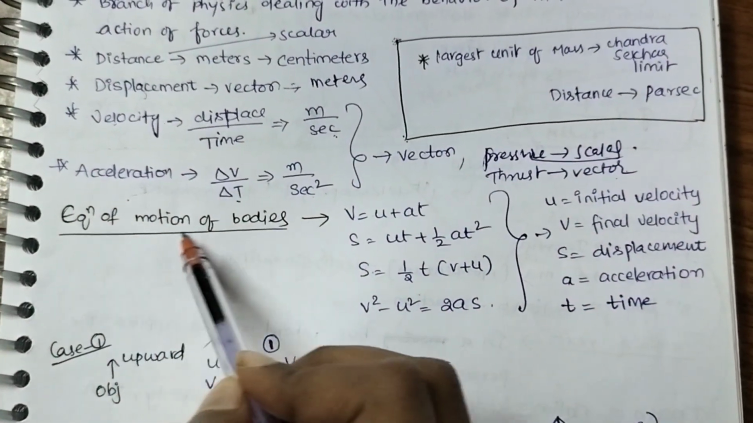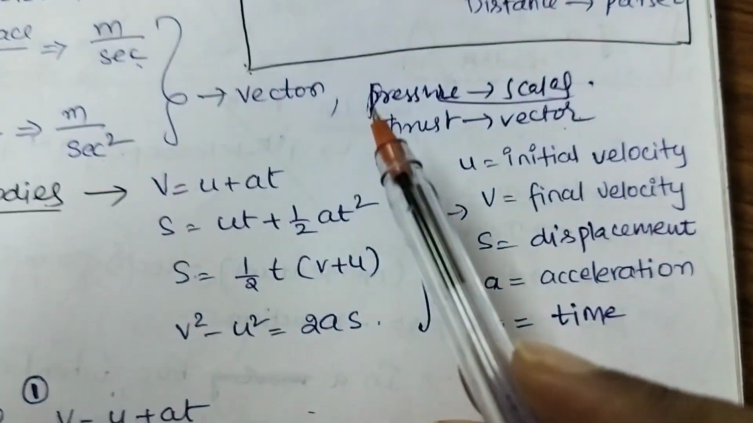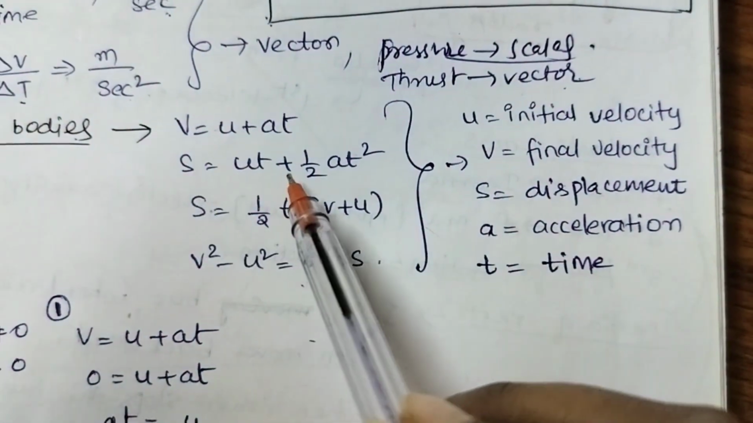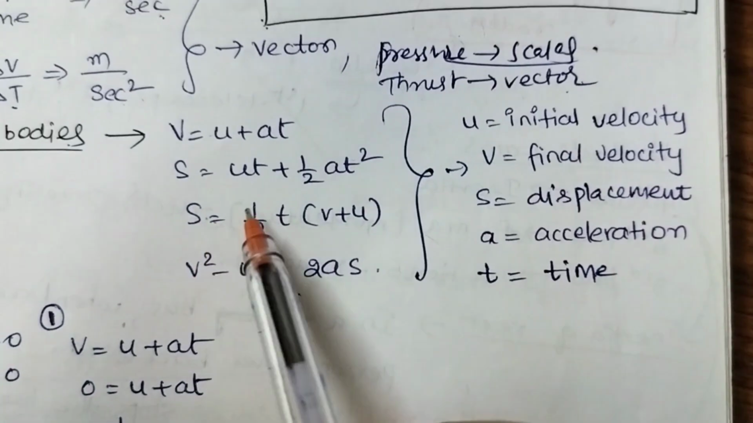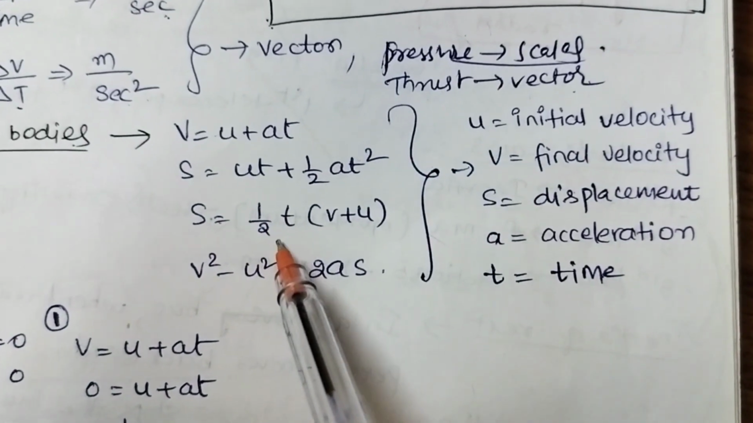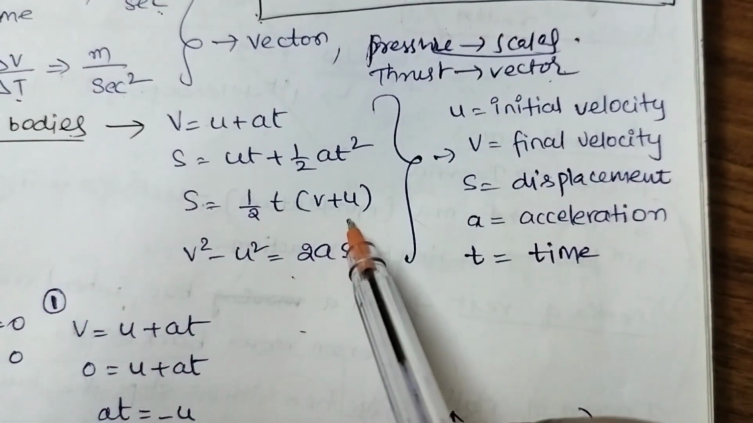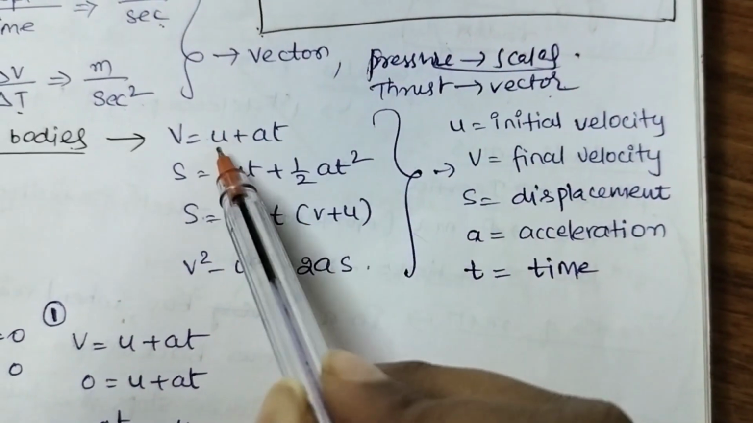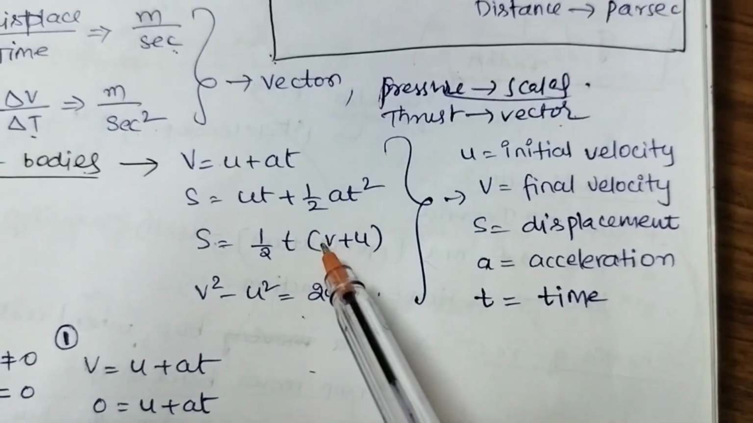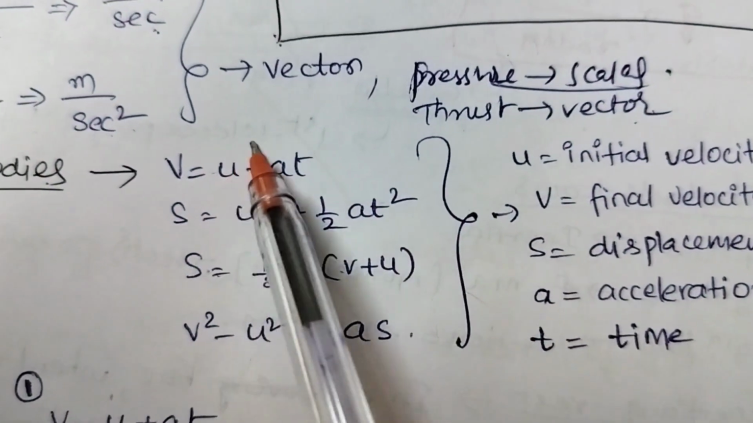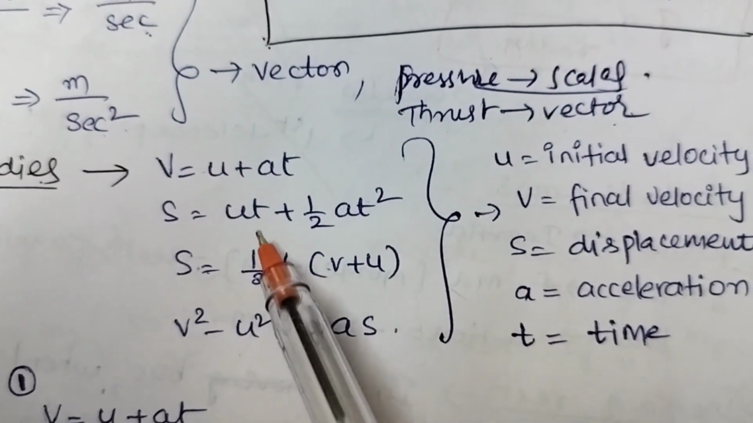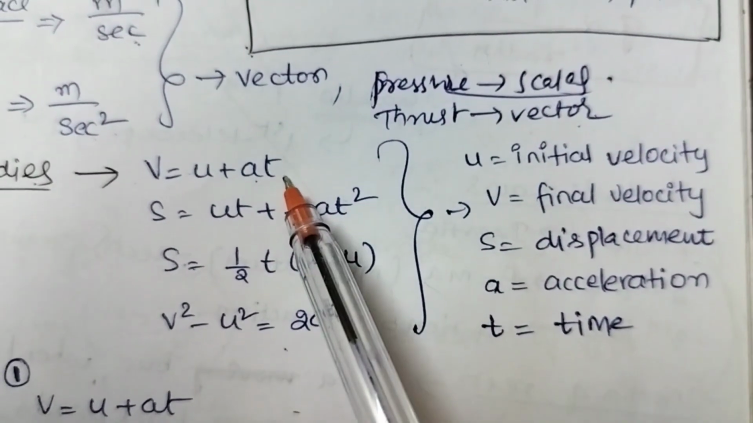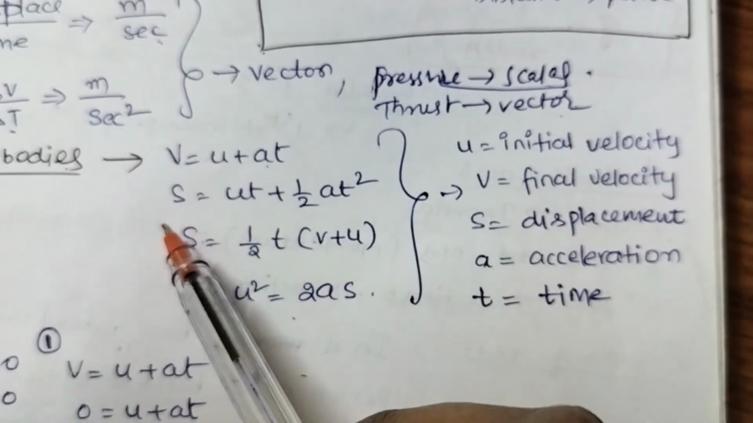When it comes to the equations of motion of a body, we generally know there are four equations. V is equal to u plus at, S is equal to ut plus half at square, S is equal to half t into (v plus u), and v square minus u square is equal to 2as. Here in these formulas, let us see the terms clearly. U means initial velocity, V means final velocity, A means acceleration due to gravity, T means time, S means displacement.